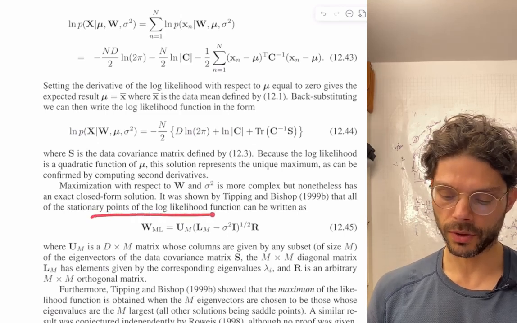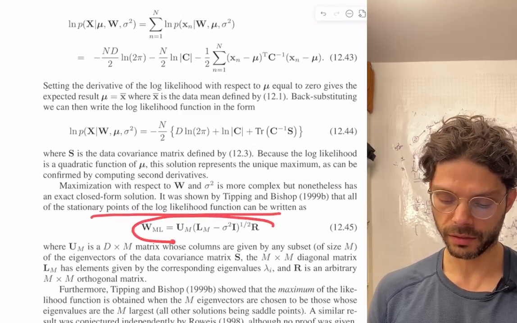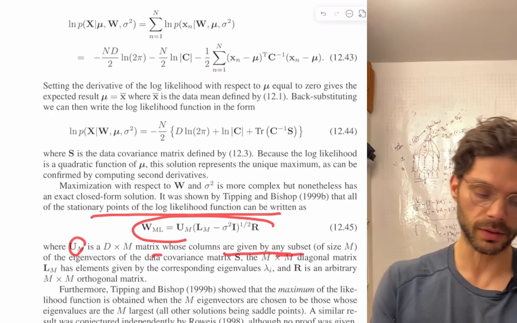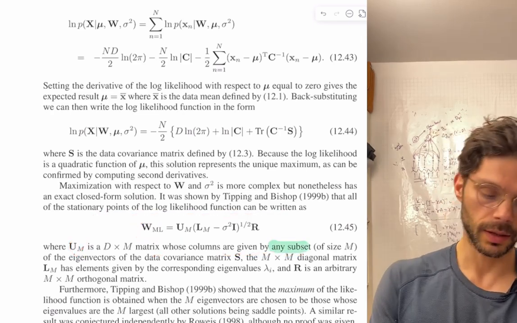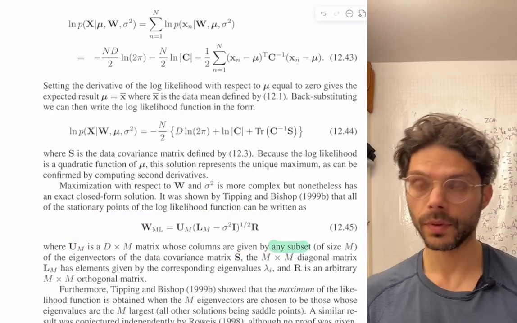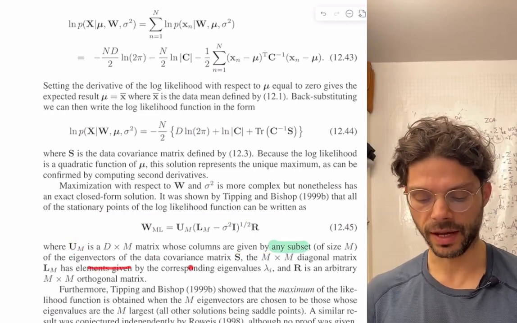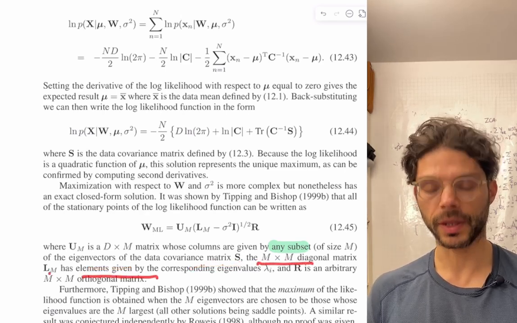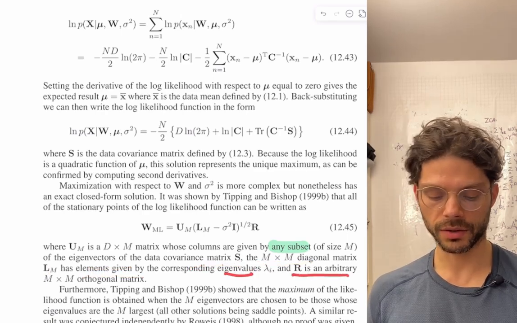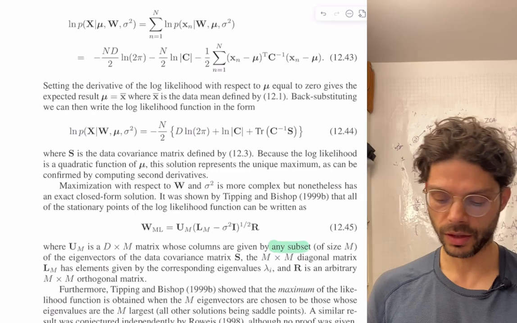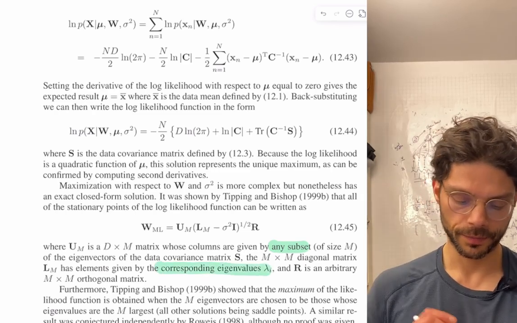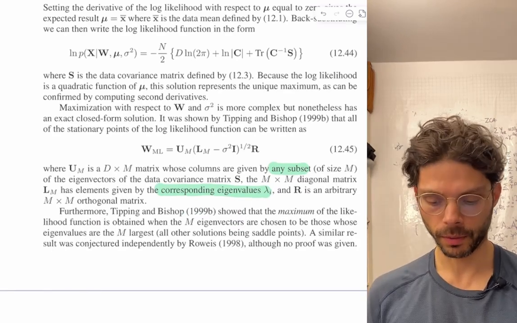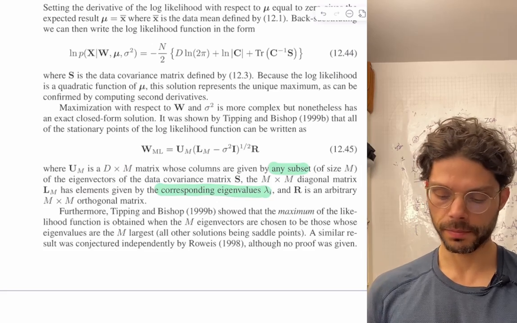That all of the stationary points of the log likelihood function can be written in this particular form, where U_m is a d by m matrix whose columns are given by any subset of size m of the eigenvectors of the data covariance matrix S. The m by m diagonal matrix L_m has the elements given by the corresponding eigenvalues, and R is an arbitrary orthogonal matrix. I think he means orthonormal. So R transpose R is the identity.